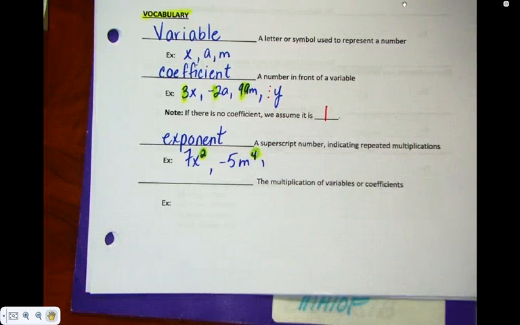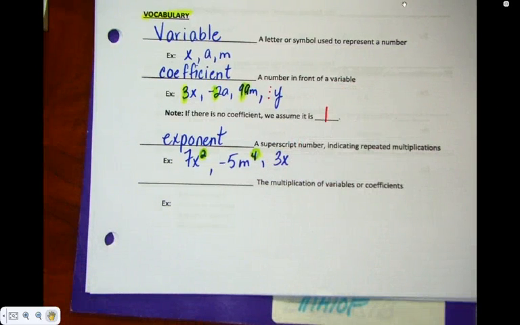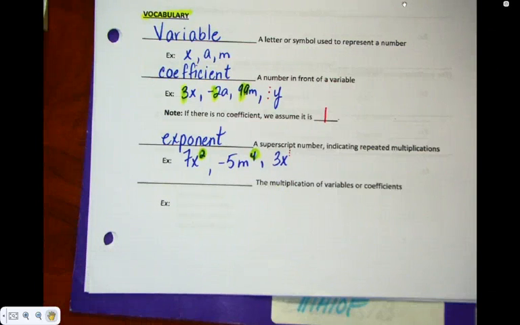Sometimes you might not have an exponent. So for example, I could have 3x, like the example above. Again, there is an exponent. We just don't see it. But what do we assume it is? It's a 1. So there is a little imaginary 1 that we don't see if there is no exponent.